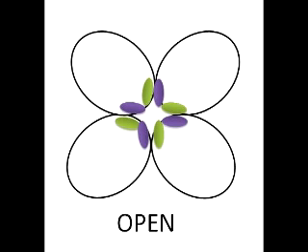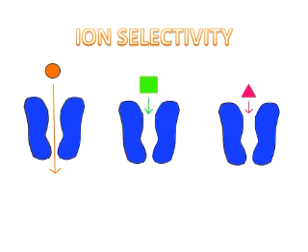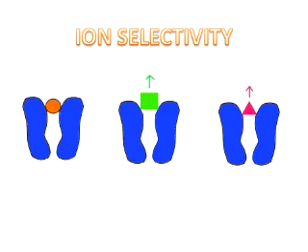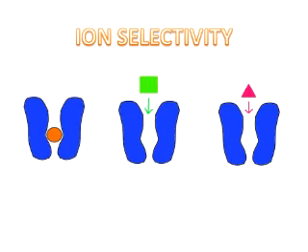Upon opening of the sodium channel, to prevent every type of ion from transporting across, channels have ways to select which ions are allowed to cross. This is known as ion selectivity. The selectivity of the ion is due to the structure of the channel itself.